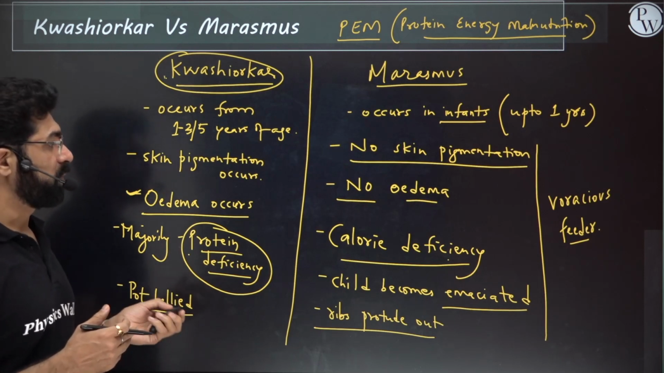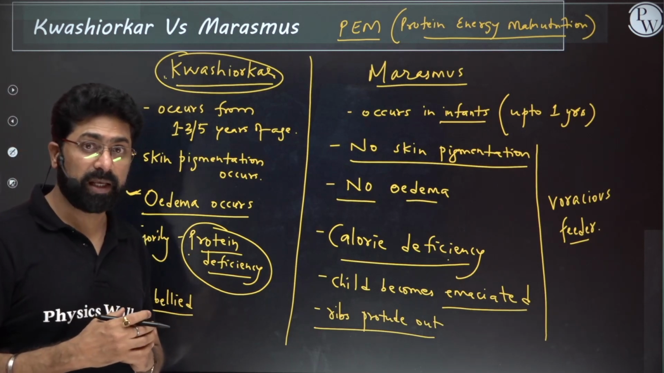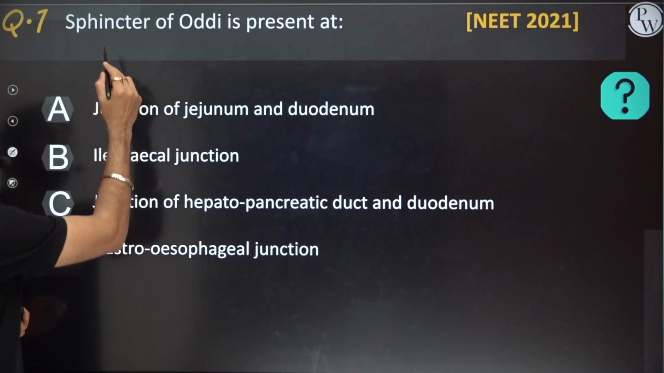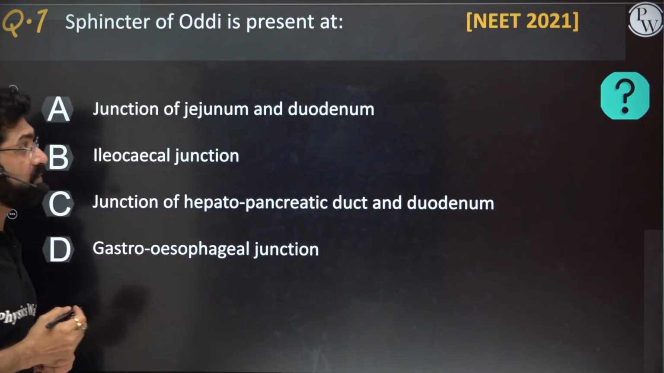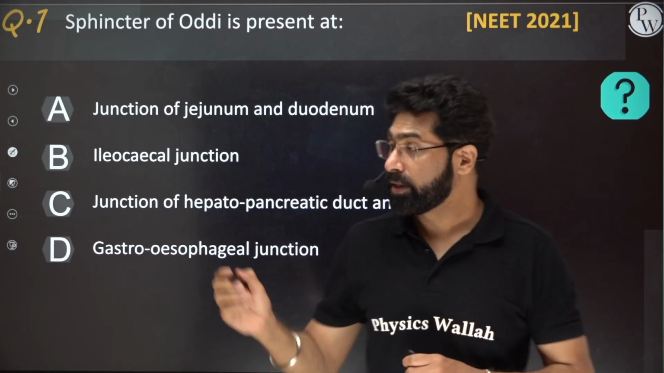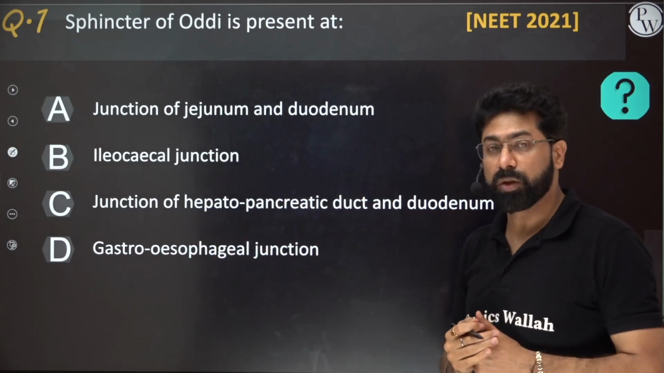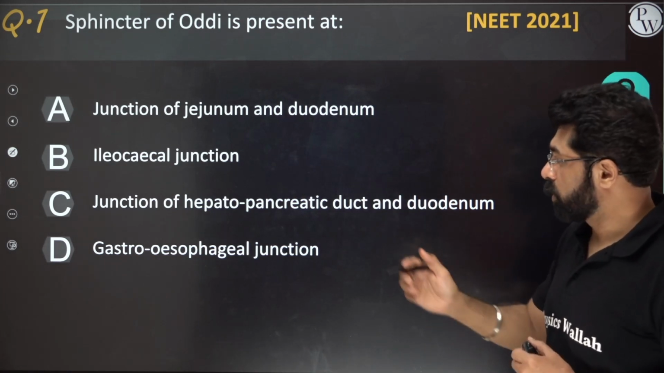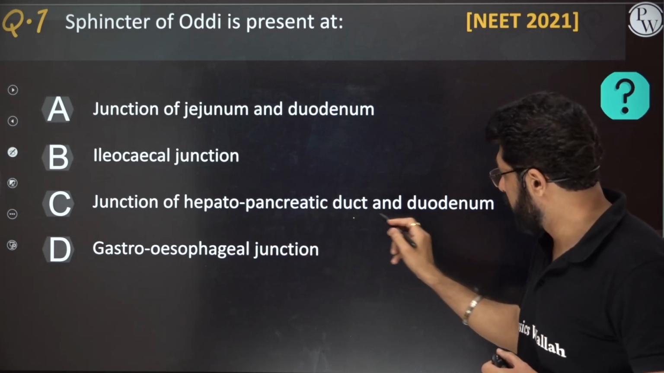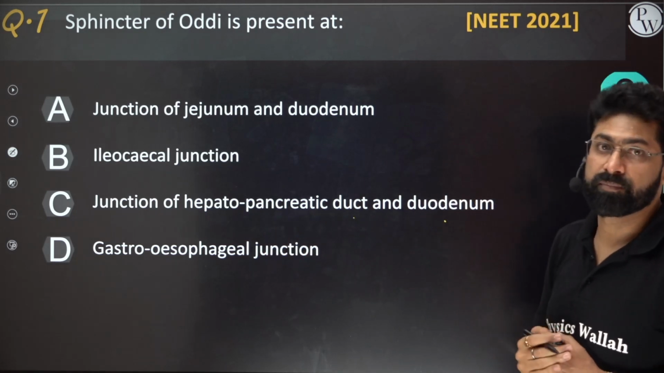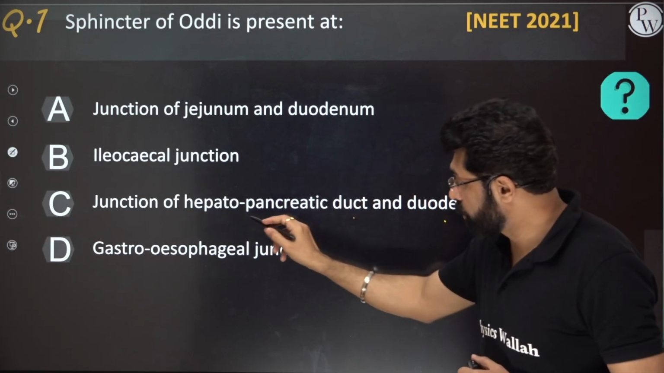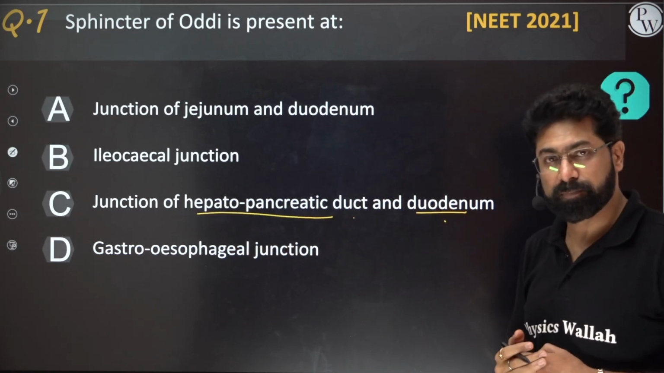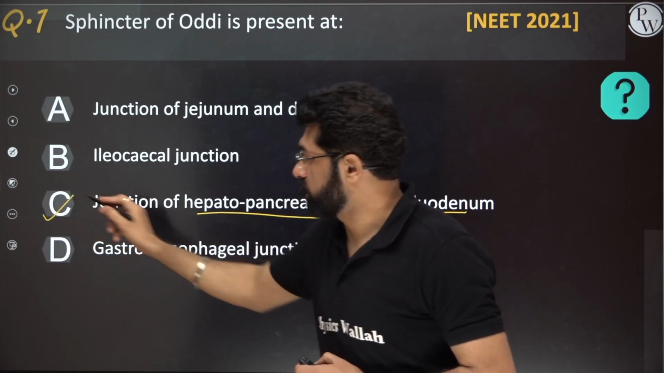So let us now come to the various questions which are asked in exams. First question, NEET 2021, which question was asked? Is the sphincter of Oddi present at the junction of jejunum and duodenum? No. Is it present at the ileocecal junction? No. So the junction of hepatopancreatic duct and duodenum will have the sphincter of Oddi. If you remember, the junction of hepatopancreatic duct and duodenum usually has what? The sphincter of Oddi. So the answer should be C here.